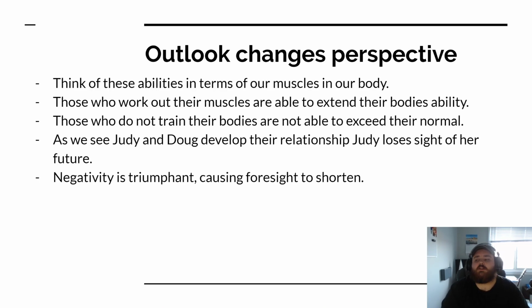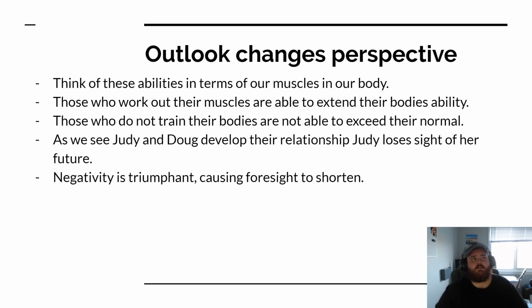So, we're going to talk about how outlook changes perspective. This is kind of a look in at these characters, and if we were writing our essay, this is how we would have one paragraph about Judy, one paragraph about Doug, and then one paragraph about how they both could have benefited, or something else to prove your thesis. But you would definitely break down the two characters.